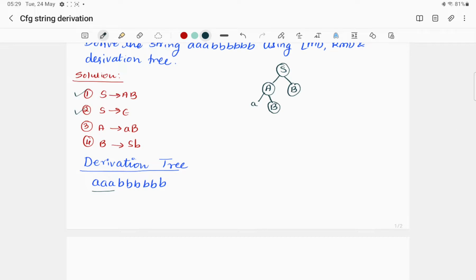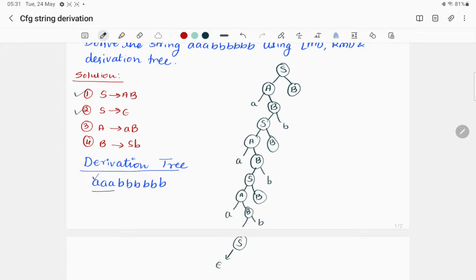Now what am I doing? Again I got the first a, and I want the second a now. So here in place of B, I can use a production of B, and that is SB. Now again S is giving me AB, so I am going with that. What I have done is I solved it ahead. Here S gives capital AB, and capital A gives small a and then capital B. Again B gives capital SB. S gives capital AB, A gives small a followed by capital B, B gives capital SB, and capital S gives epsilon here.